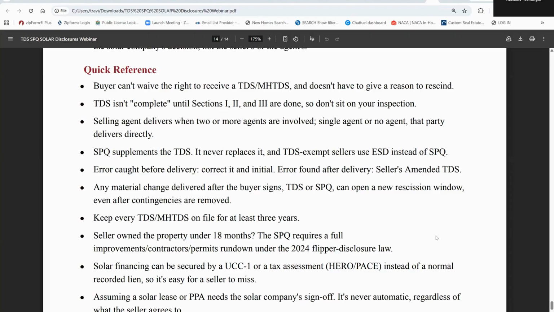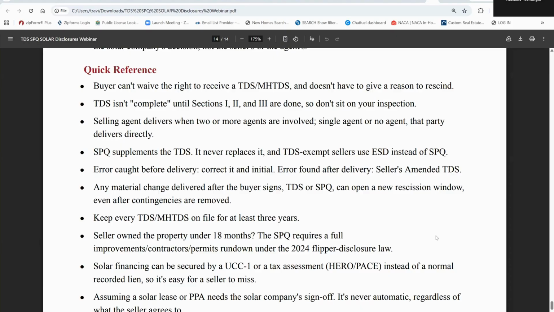Selling agent delivers when 2 or more agents are involved. Single agent or no agent, that party delivers directly. The SPQ supplements the TDS, it never replaces it. TDS exempt sellers use ESD instead of SPQ, and you want to verify that it is actually exempt, not just taking the seller's word for it, or the other listing agent's word for it.